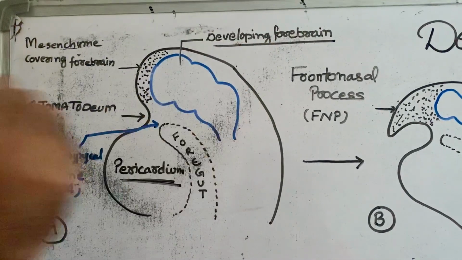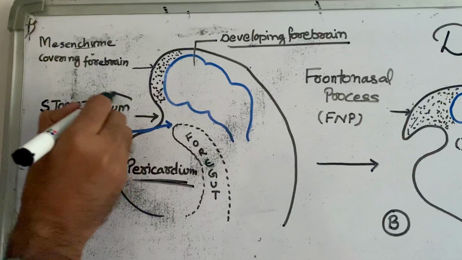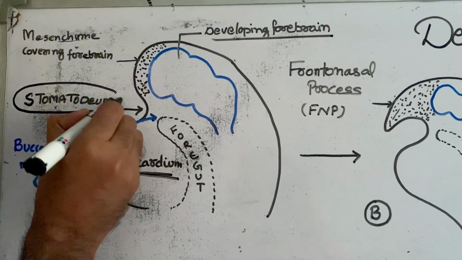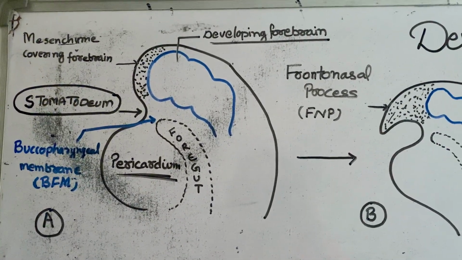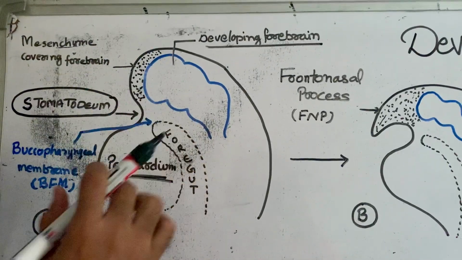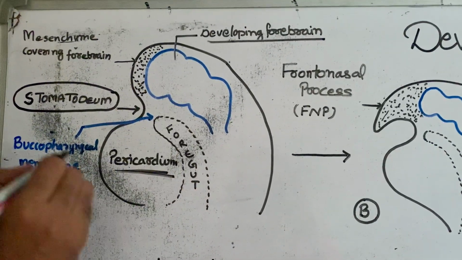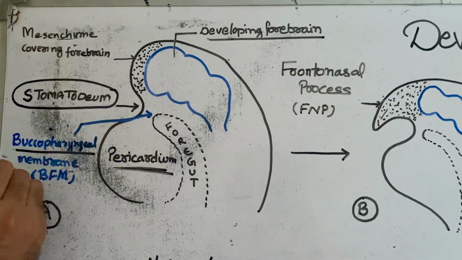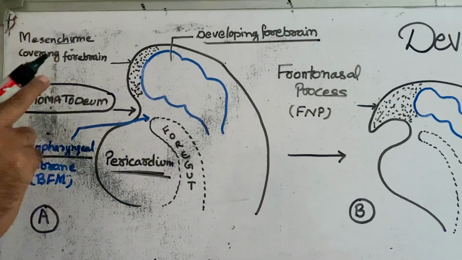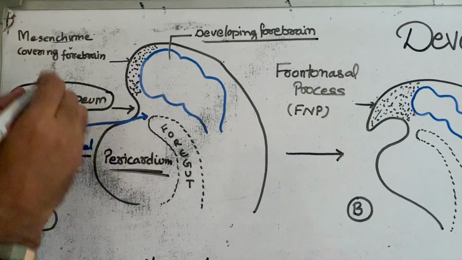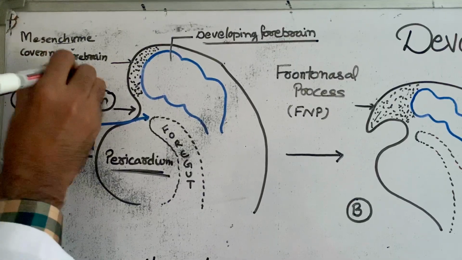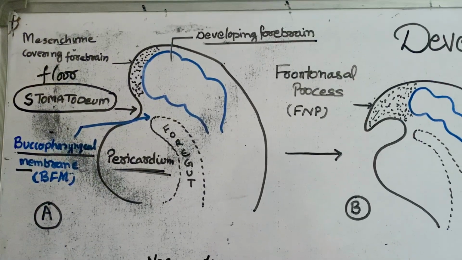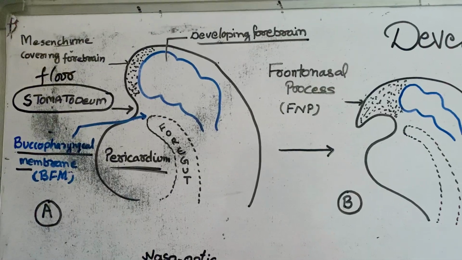Now, in between these two folds, there is the formation of the stomatodeum, which is also called the future mouth. These two folds are separated by a thin membrane called the buccopharyngeal membrane. The buccopharyngeal membrane forms the floor of the stomatodeum. Now, during the development of the face, what would happen?